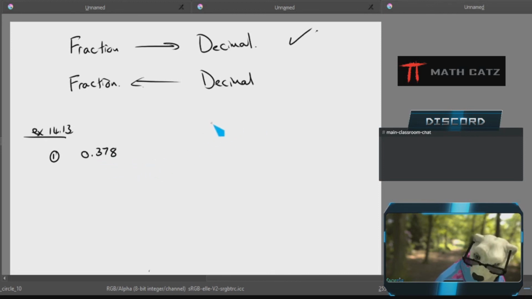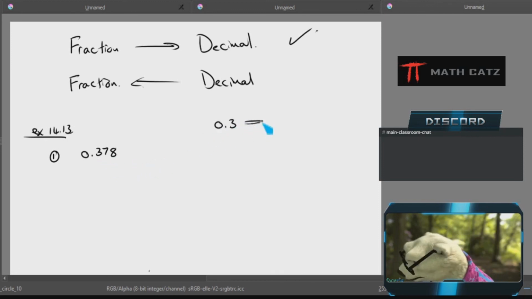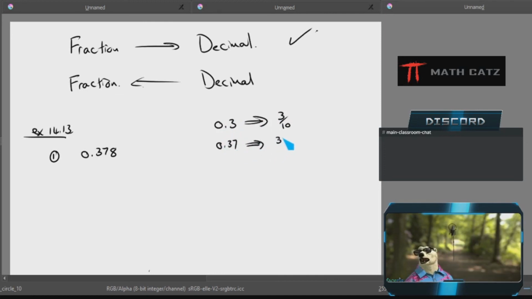Let's suppose this way. 0.3 would be 3/10, because that's exactly what that decimal place means. 0.37 would mean 37 hundredths. So 0.378, as our example, is 378 over 1,000, because it stops in the thousands position. So it's really as simple as just putting it over the appropriate power of 10.